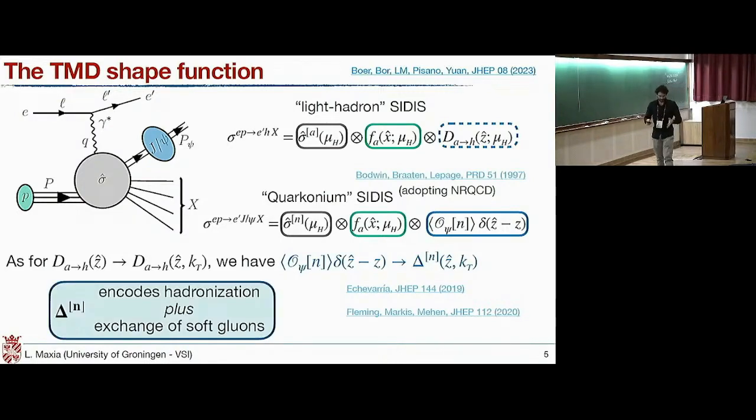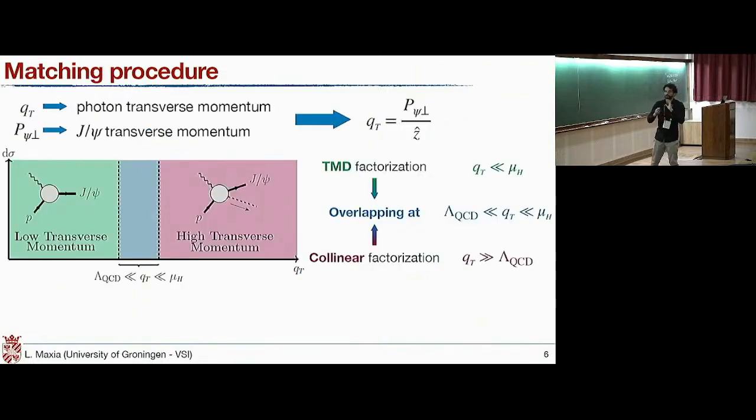And just to summarize, they still encode the information about the evolution from the initial state to the physical observed quarkonia, but also take into account the exchange of gluons with other color sources in particular. So I will focus mostly on that. So the idea now is to achieve some information on these new objects by a matching procedure.